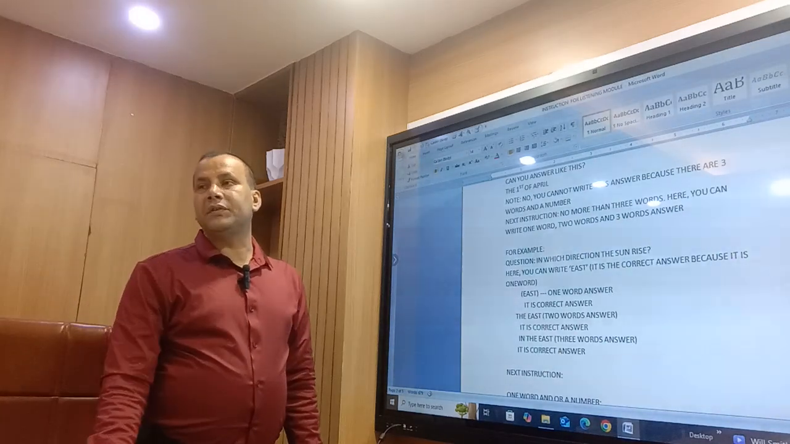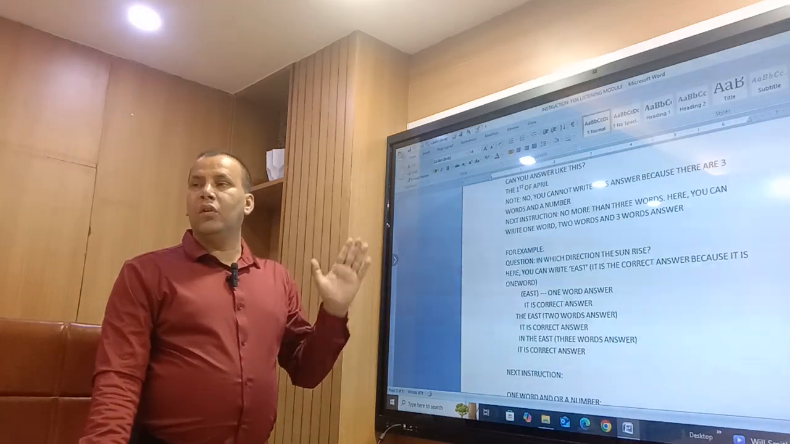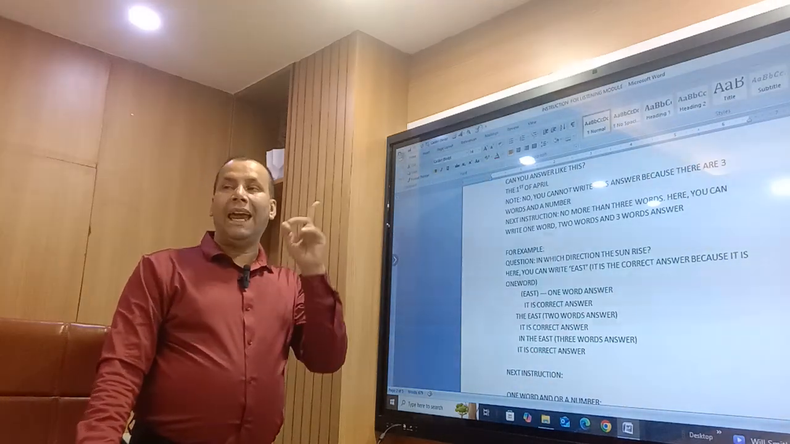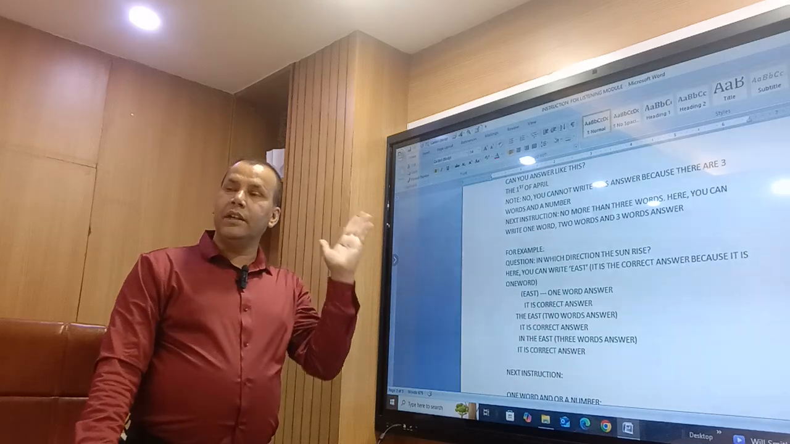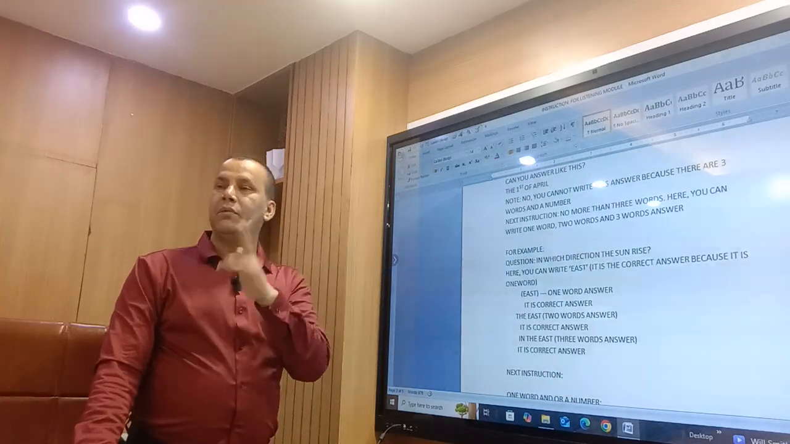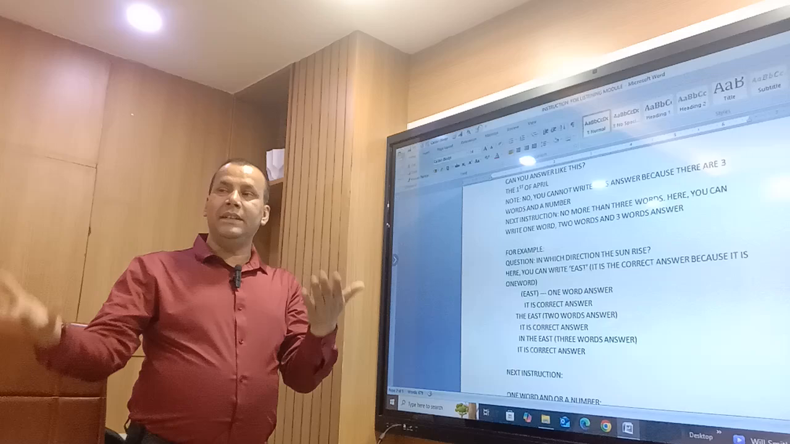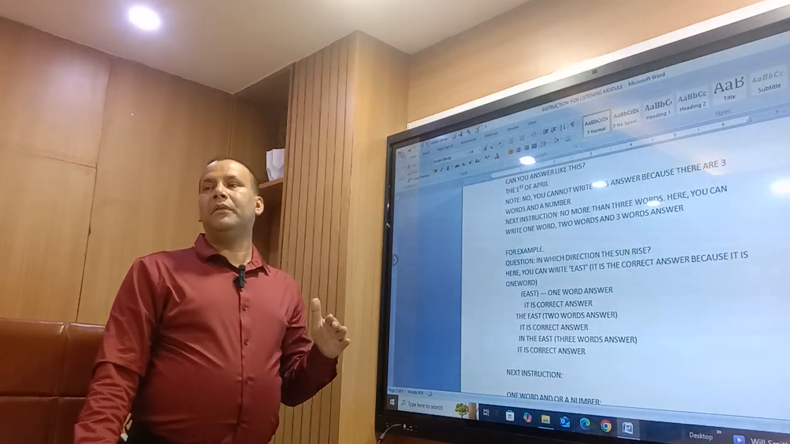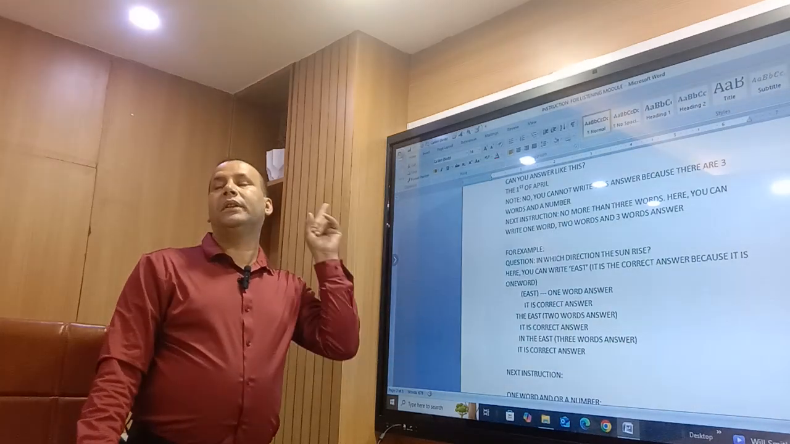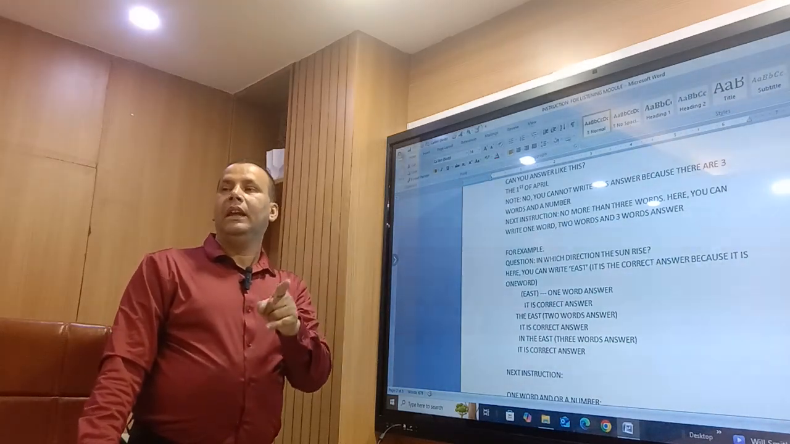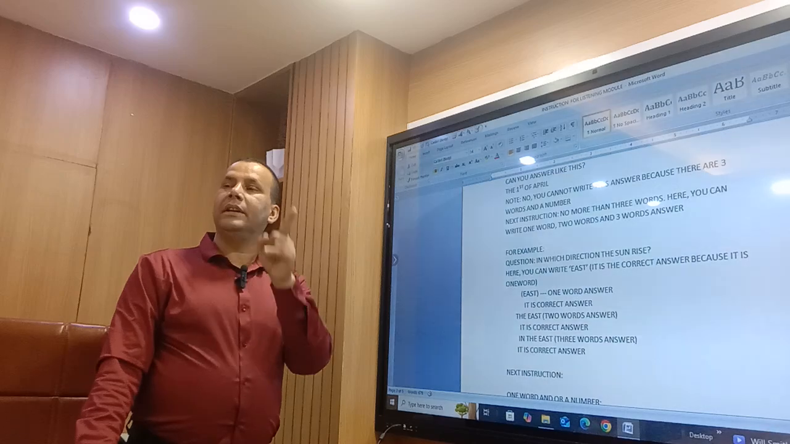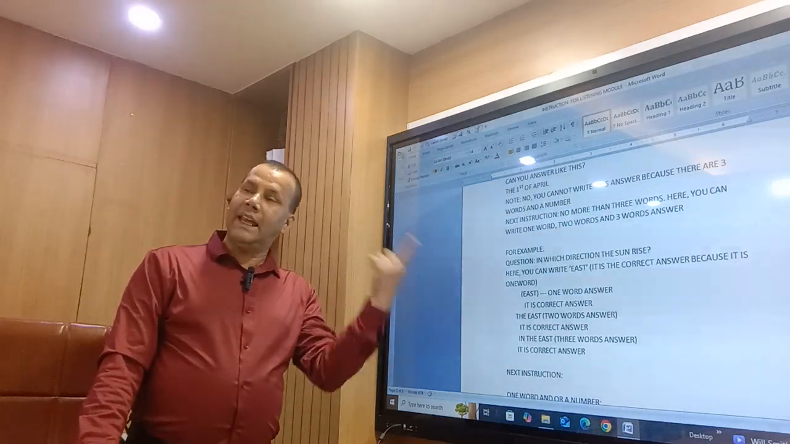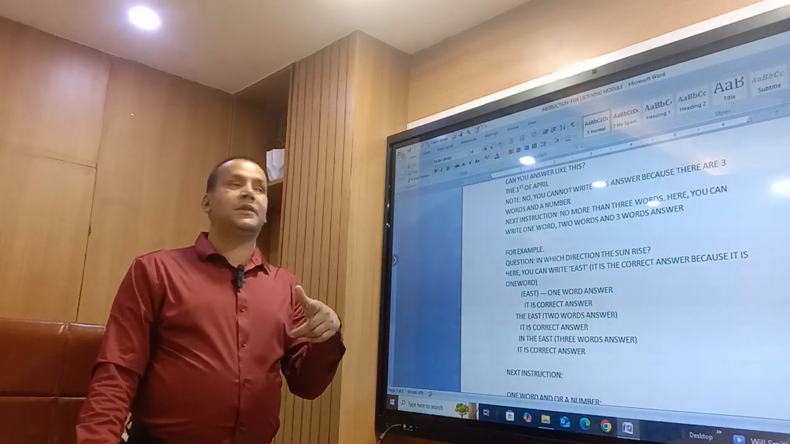And what does the instruction say? Two words and/or a number. You can use two words and you can use one number. Let me repeat. You can write the answer below the boundary. Instead of two words, you can write one word. And/or a number. You can write one number also. And instead of that, you can write either one number or one word also.